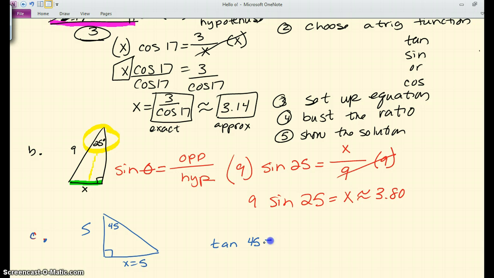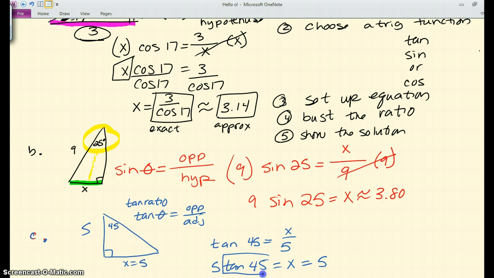Tangent 45 equals, and remember the tangent ratio? Tangent theta is opposite over adjacent. So tangent of 45 is x over 5. 5 times the tangent of 45 is exactly equal to x, which is exactly equal to 5, because this value right here, tangent of 45, we know that's a 1-to-1 ratio, so it equals 1. But push those buttons anyway, just to make sure your calculator's in the correct mode.